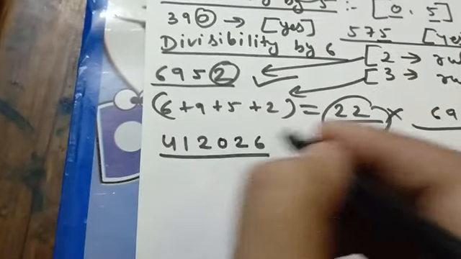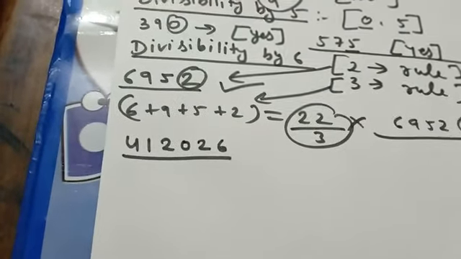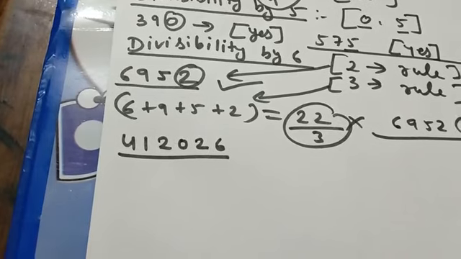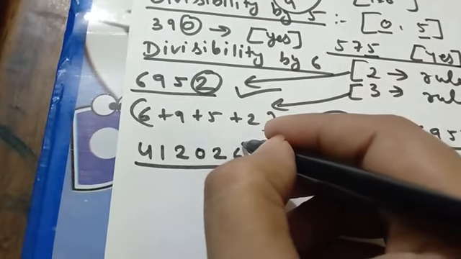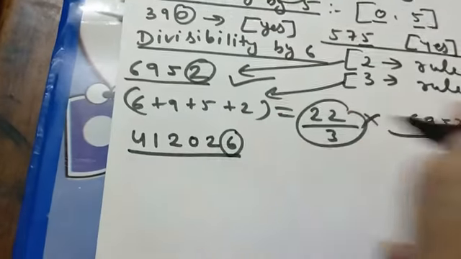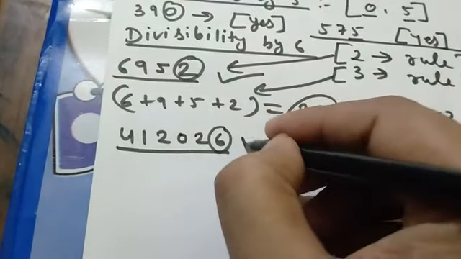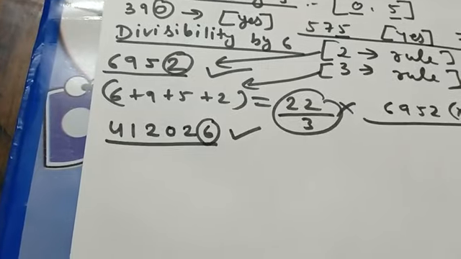So I have taken this number. We have to check whether this number is divisible by 6 or not. First I will check the divisibility by 2. See the unit place, this is 6, so this number is divisible by 2.